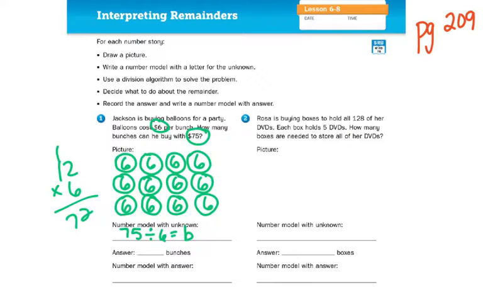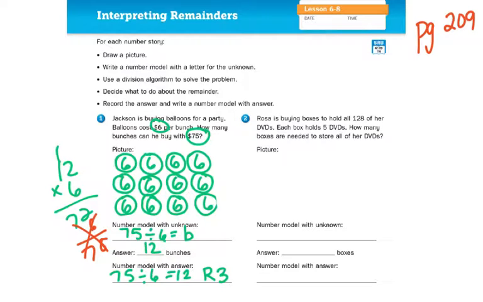72. Can I do another group of 6? 6 more onto that would be 78. I don't have that much money, so I need to stop here. I can buy 12 bunches if I count that. 12 bunches. Now, the number model would be 75 divided by 6 gives me 12 with a remainder of 3.